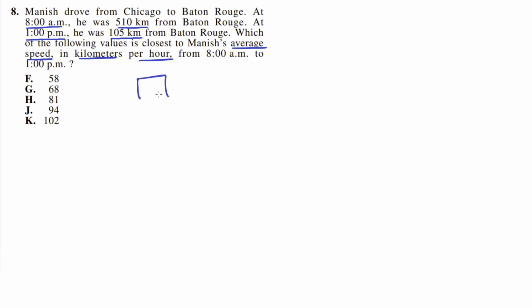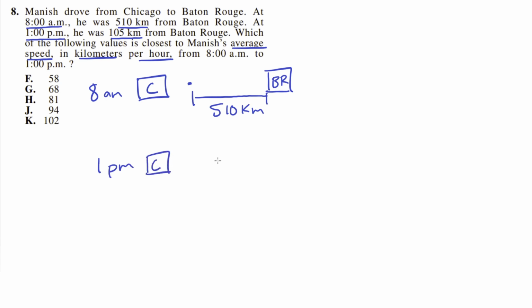So Manish was 510 kilometers from Baton Rouge, so we'll just assume he was here. So this distance from where he was to Baton Rouge was 510 kilometers at 8 a.m. And then at 1 p.m., he was closer. He was 105 kilometers from Baton Rouge. And we need to find his average speed in kilometers per hour.